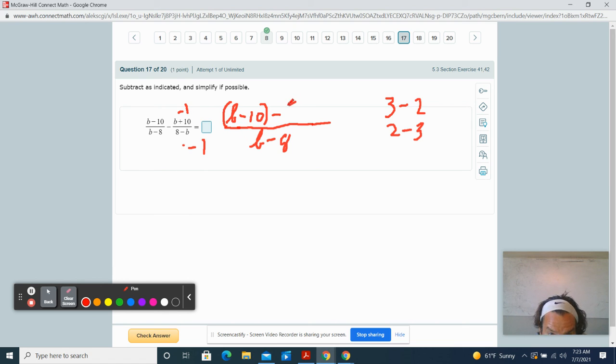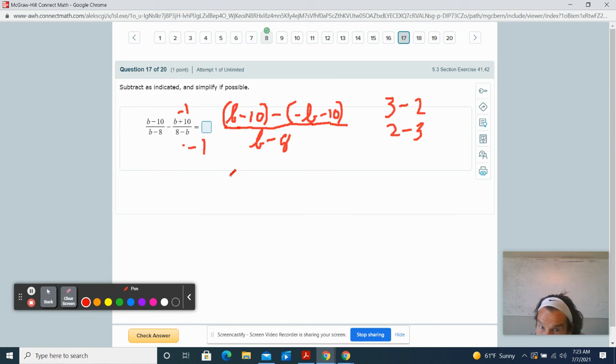So I'm going to put in parentheses: negative 1 times b is negative b, and negative 1 times 10 is negative 10. Again, try to make this line long so you can put a whole bunch of stuff up on top.